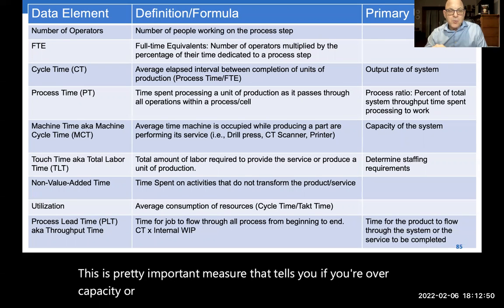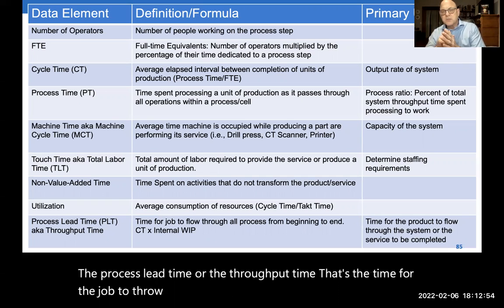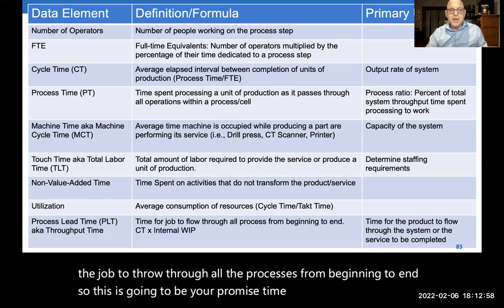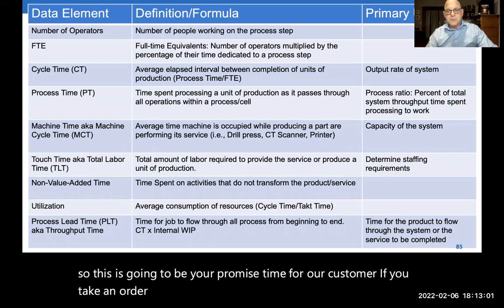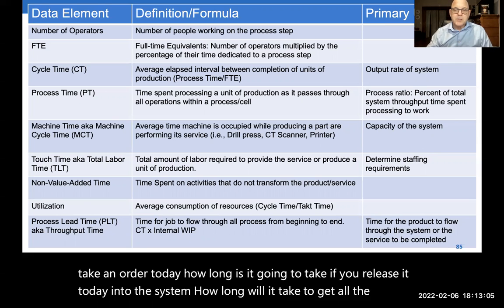The process lead time, or throughput time, is the time for the job to flow through all the processes from beginning to end. So this is going to be your promise time for a customer. If you take an order today, how long is it going to take? If you release it today into the system, how long will it take to get all the way through so you can deliver it to the customer?